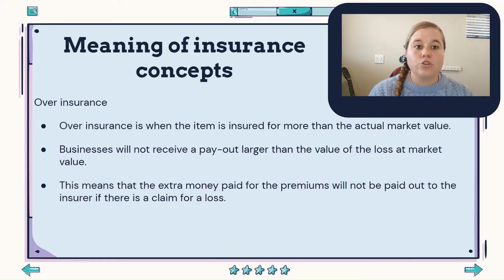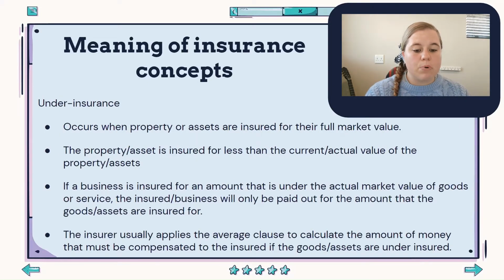The meaning of insurance concepts. Overinsurance. Overinsurance is when the item is insured for more than the actual market value. Businesses will not receive a payout larger than the value of the loss at market value. This means that the extra money paid for the premiums will not be paid out to the insured if there is a claim for a loss.